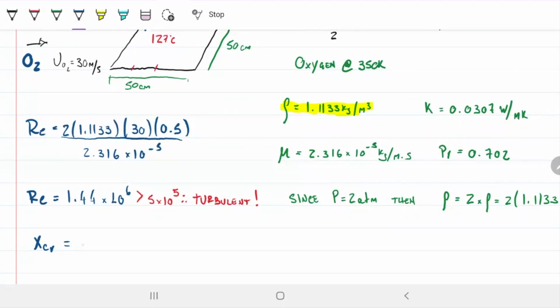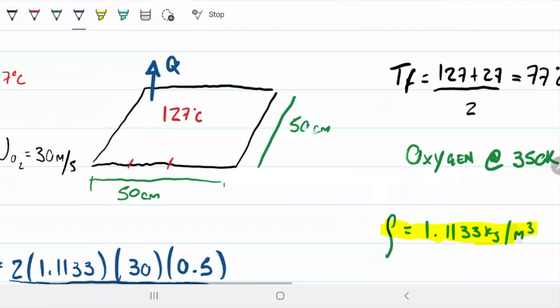And I got 0.17 meters when I do that. Okay, so, or if you wish, 17 centimeters, right? So we have a 50 centimeter plate, and at 0.17, 17 centimeters, this flow becomes turbulent. So let's look at our drawing and have a little analysis.